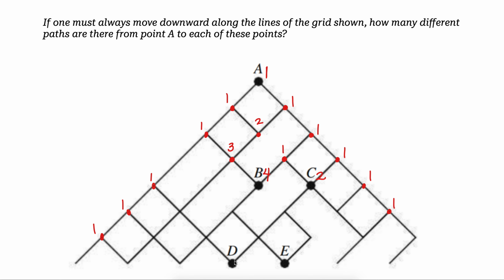So now we need to get to D and E. So I need to fill in a few more of these intersections. So I'm going to come over here to the left. So this point here, I've got a 1 above it, and then I've got this 3. So both of these paths reach it. So I've got a 1 and a 3, so this one is going to be a 4.